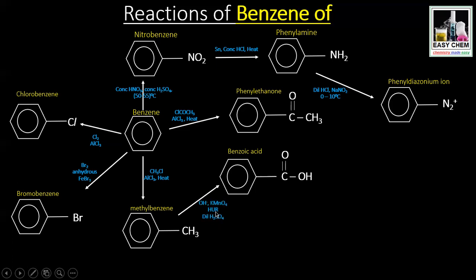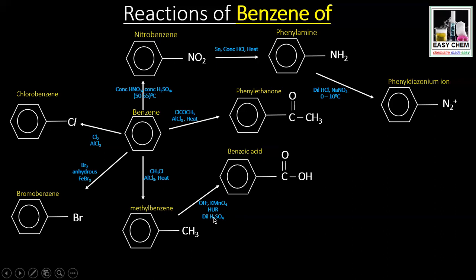I have given heat under reflux. Methyl benzene or any alkyl benzene has to be heated under reflux with alkaline potassium permanganate. OH minus is written, comma, KMnO4. Initially, we had to add probably sodium hydroxide and KMnO4 and heat under reflux.